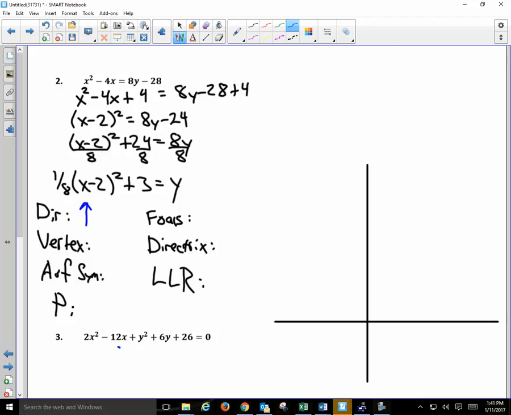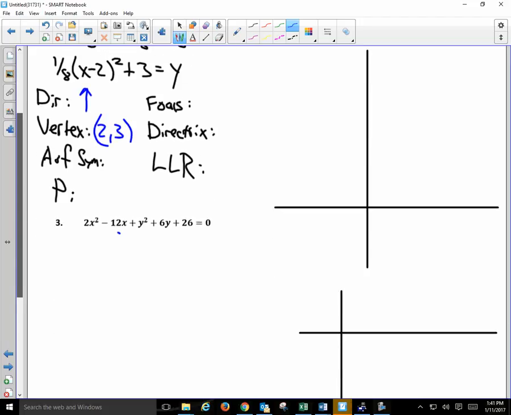Vertex, 2, 3. Well, I'm going to start drawing my graph.